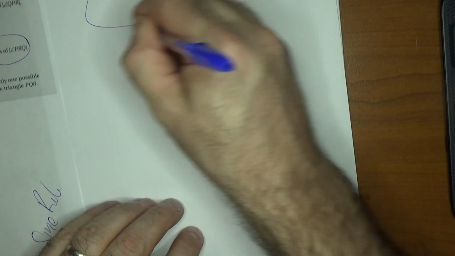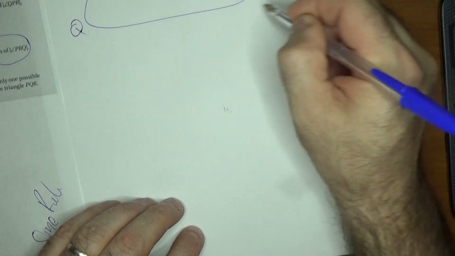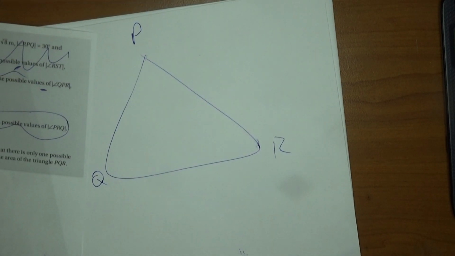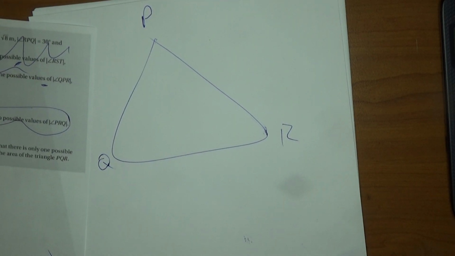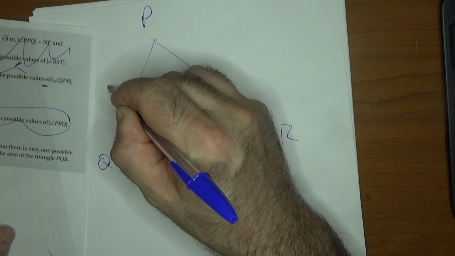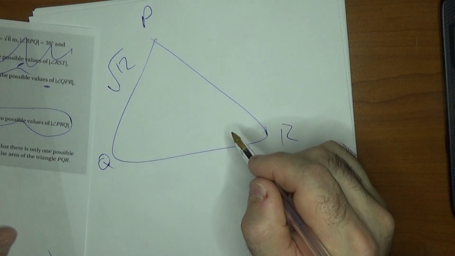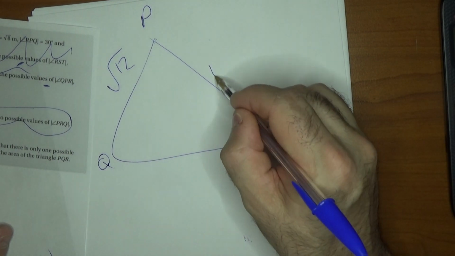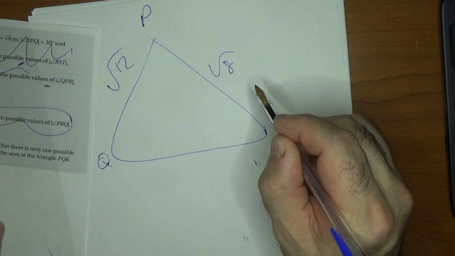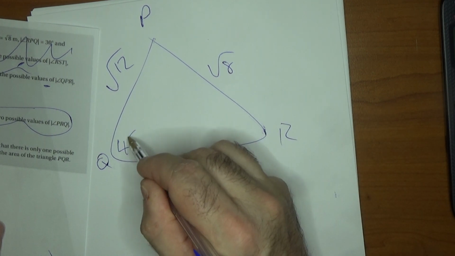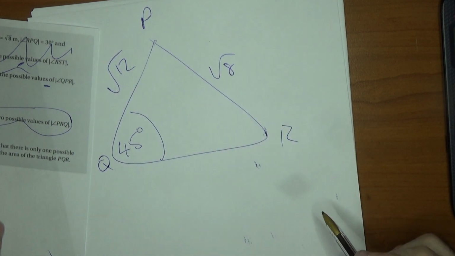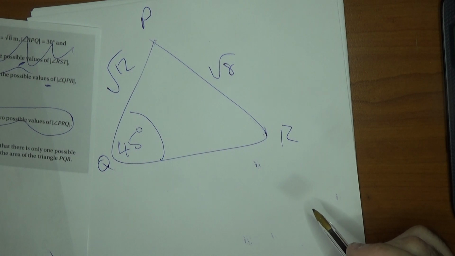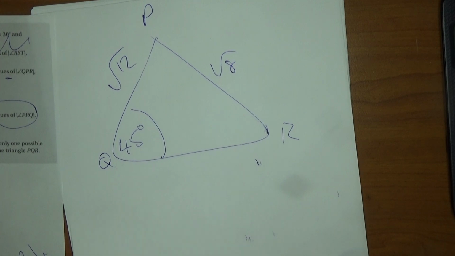Triangle again is PQR. God, I couldn't make up anything else. The angle is PQR. We have a root 12 here, we have a root 8 here, and we have 45 degrees here. This is not the one I just did? Oh, sorry. I'm not going to delete the whole video for just that. Silly me.